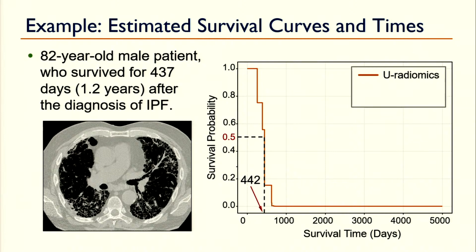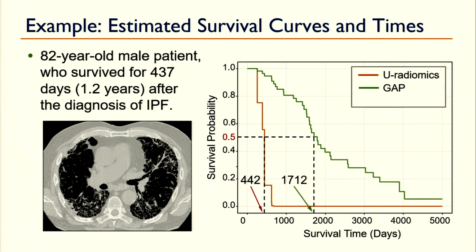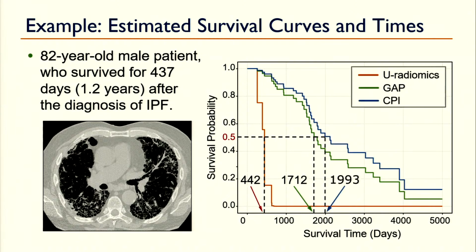On the other hand, the survival curve estimated by the gap index looks like this. The gap index predicted a much longer median survival time of 1712 days, and the survival curve is much more spread out. The situation is the same for the CPI, as shown here. This example demonstrates the superiority of the radiomics in estimating the survival curves of individual patients.